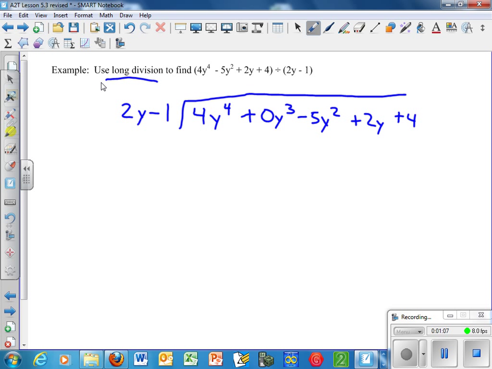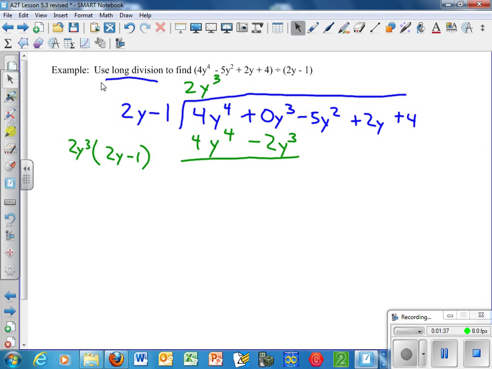Okay? Alright, so you've heard this a few times now. We've done a few long division problems. How many times does 2y go into 4y to the fourth? Or 2y times what is 4y to the fourth? Well, that would be 2y cubed. So now I take 2y cubed and I multiply it times my divisor, 2y minus 1, and I get 4y to the fourth minus 2y cubed.